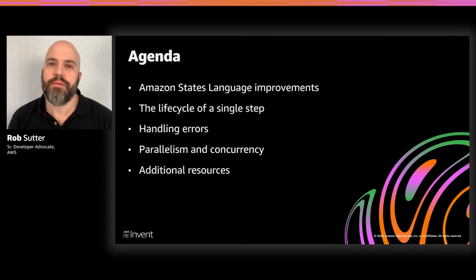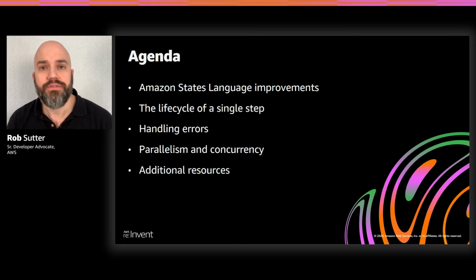We're going to touch on some of the Amazon States language improvements that were introduced in 2020. We're going to take you through the life cycle of a single step in a step functions workflow and show you how the input and context data are transformed before, during, and after your task invocation. We're going to talk about handling errors and the built-in retriers and catchers that step functions provides you. You're going to learn three models for parallelism and concurrency, different ways of invoking multiple tasks simultaneously. And finally, I'll leave you with some additional resources for you to continue learning more about step functions workflows.